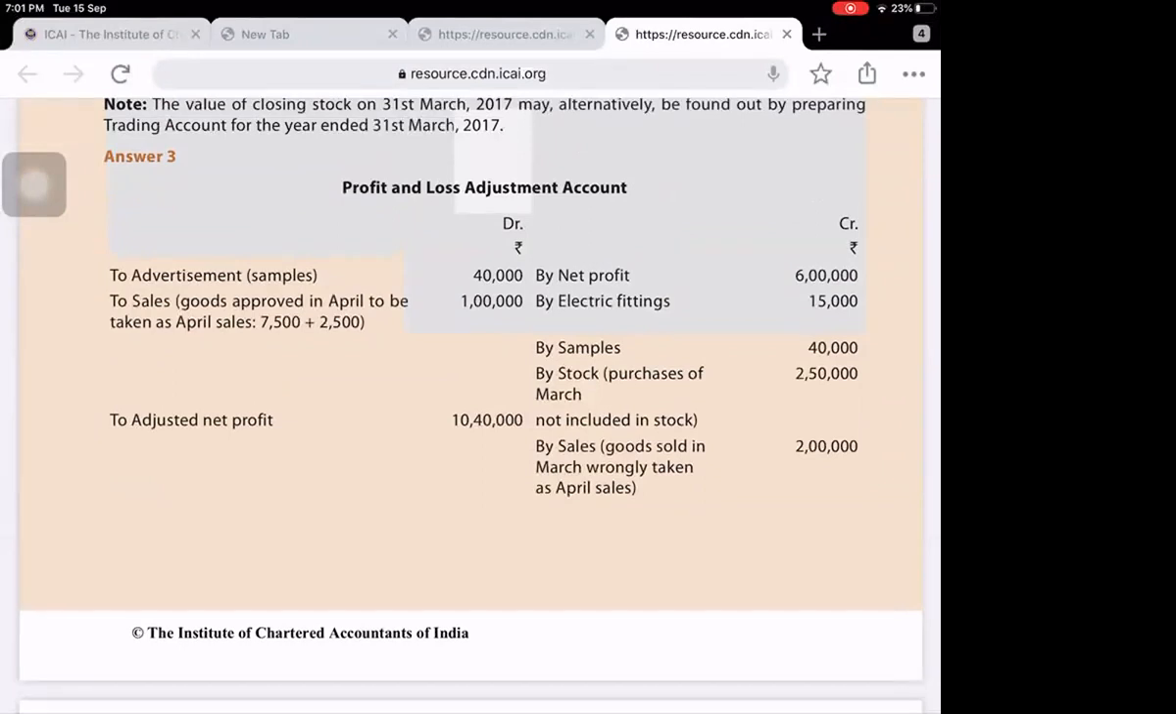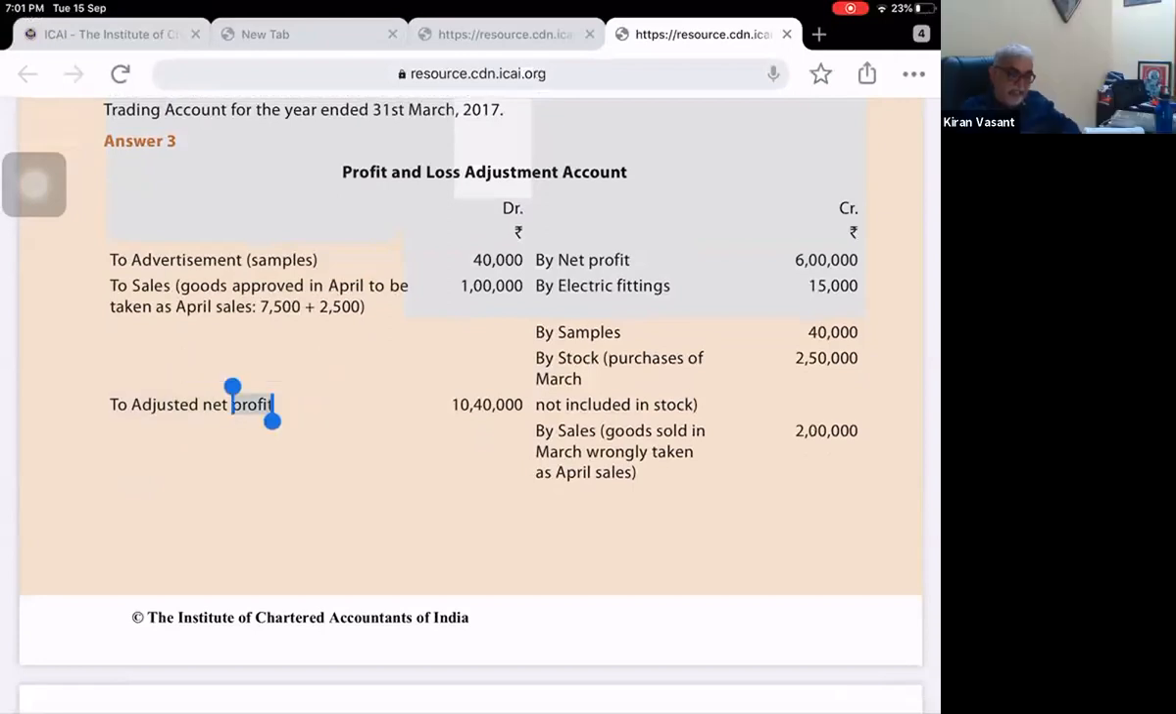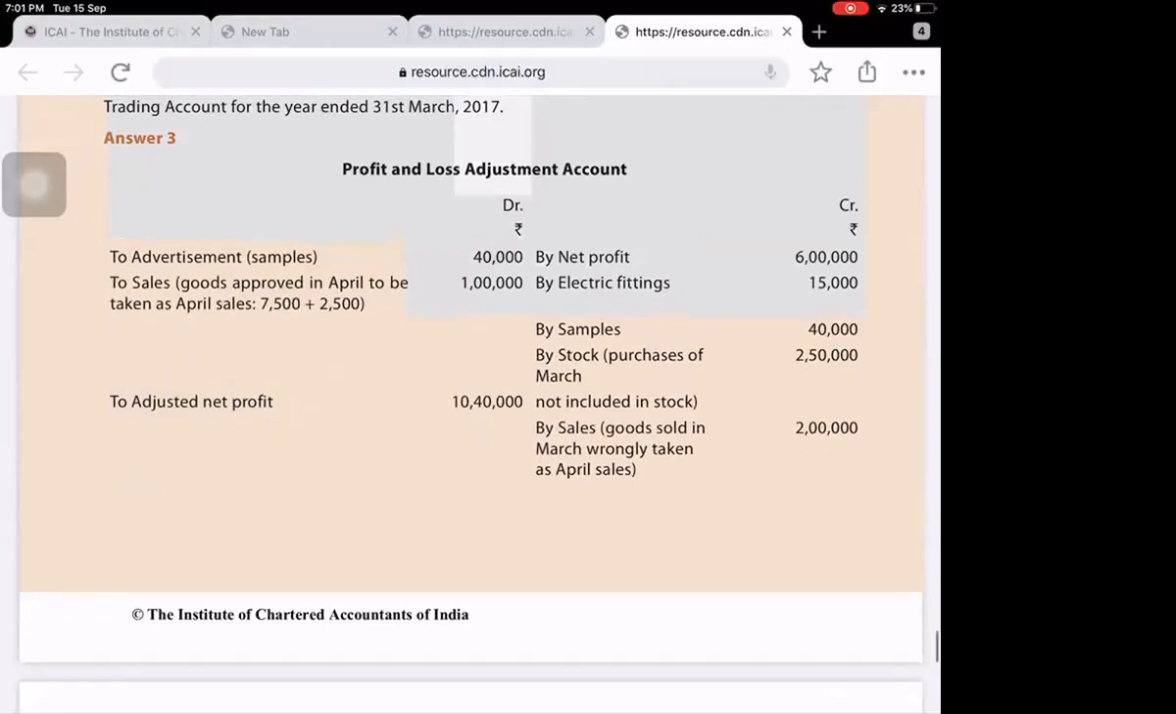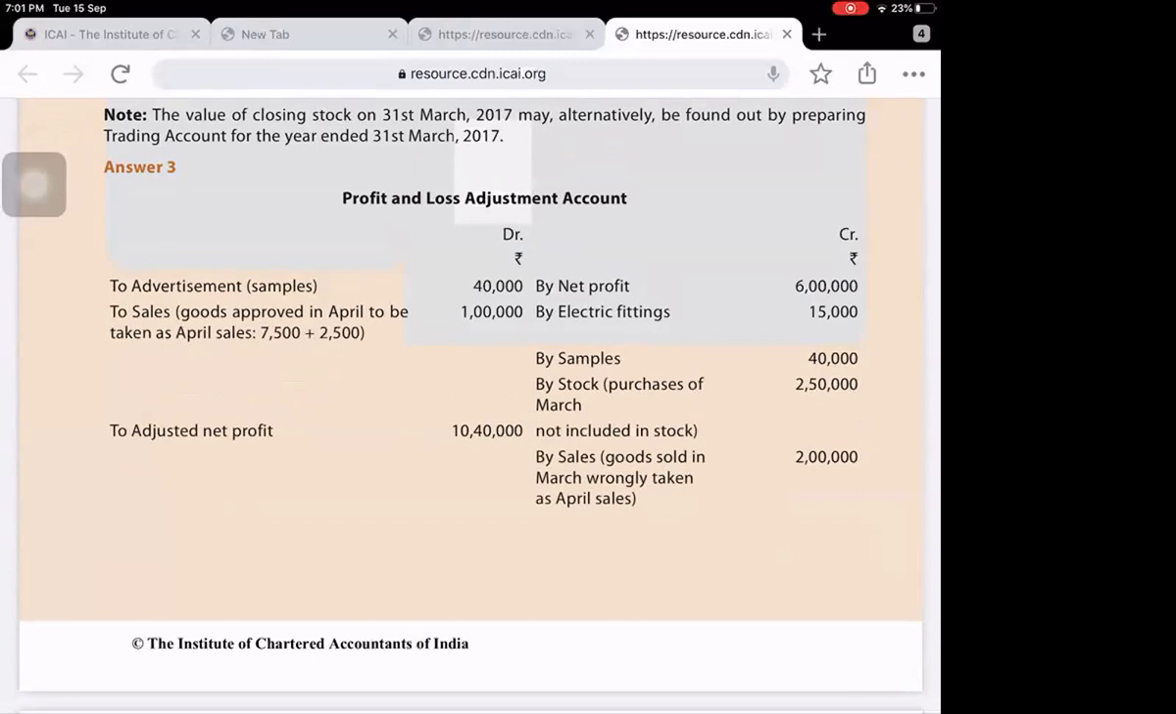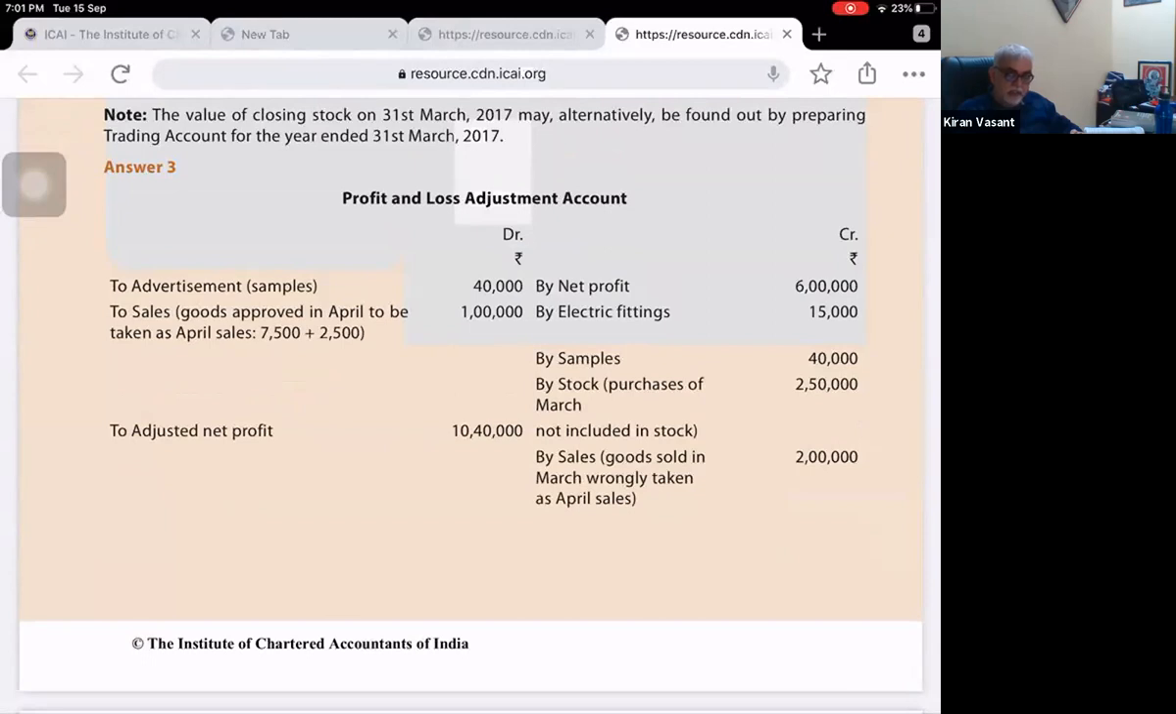Yeah, but they have taken it here also. Correct, they have done correct. They have taken here also. You see the credit side as samples and then debit side as advertisement. Both they have taken, so effect is nil. Then why is there a difference of 1 lakh, sir? That is a good question. 6 lakhs is there, 15 is there, 40 is there, 2 lakh 50 is there. They are right.